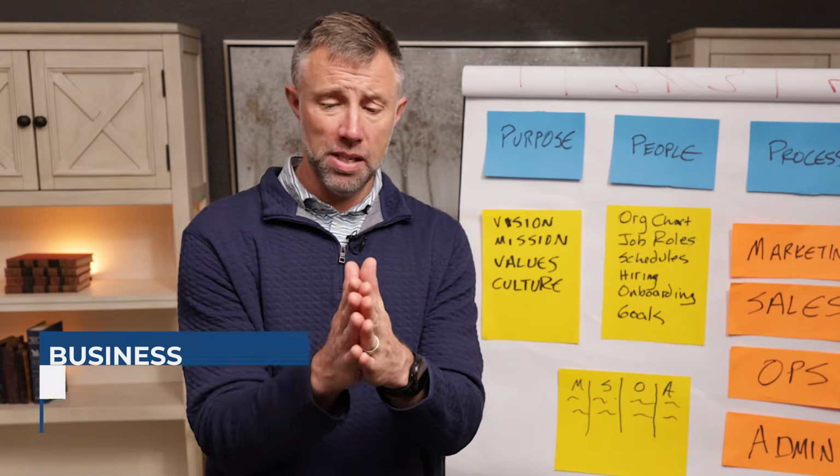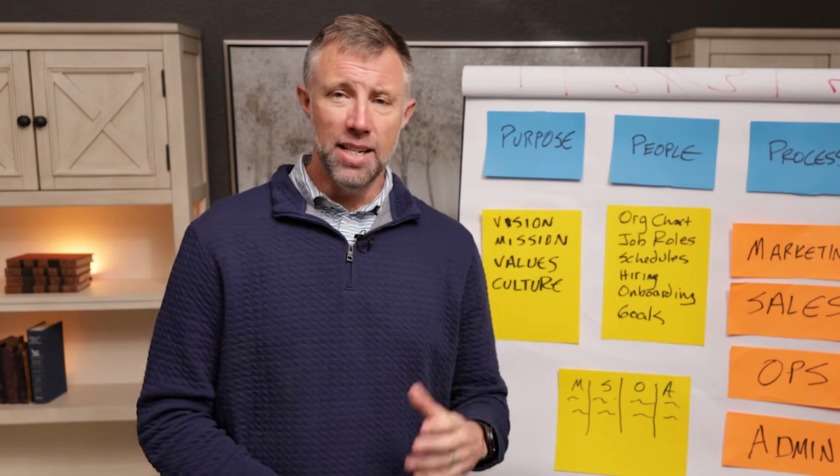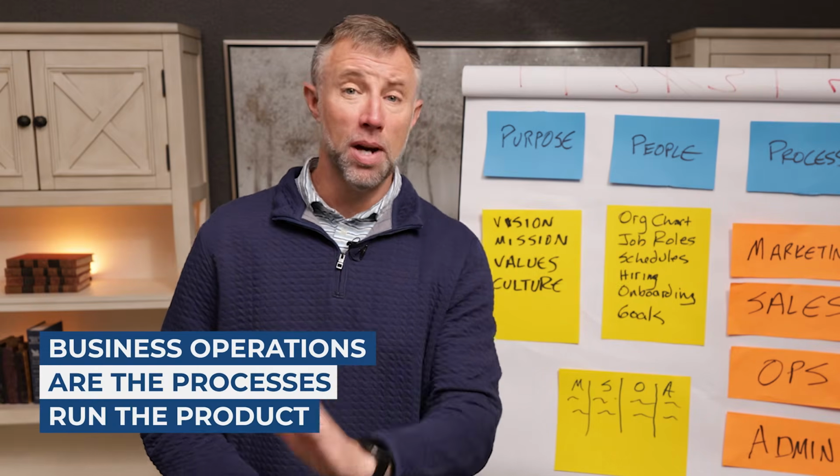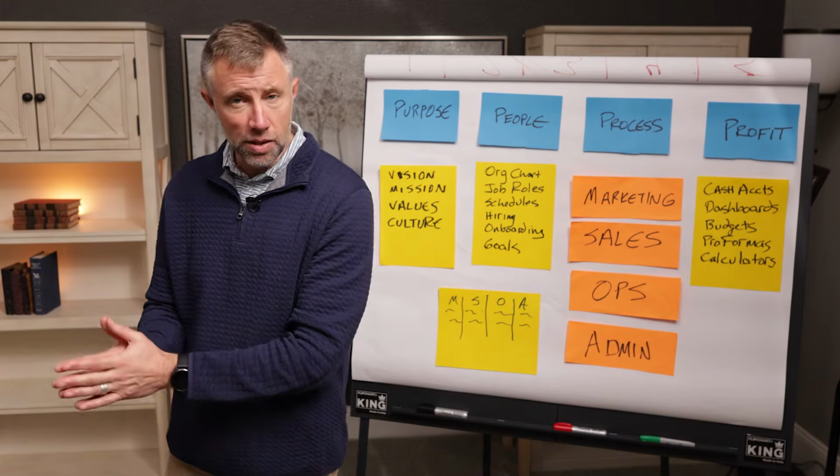Number 1 is the business operations, which are the tools to run the business. So if you're taking notes, that's the first thing to run down. And second, there's a business operations that are the processes to run the product. So we have the operational tools to run the business, the operational processes to run the product.